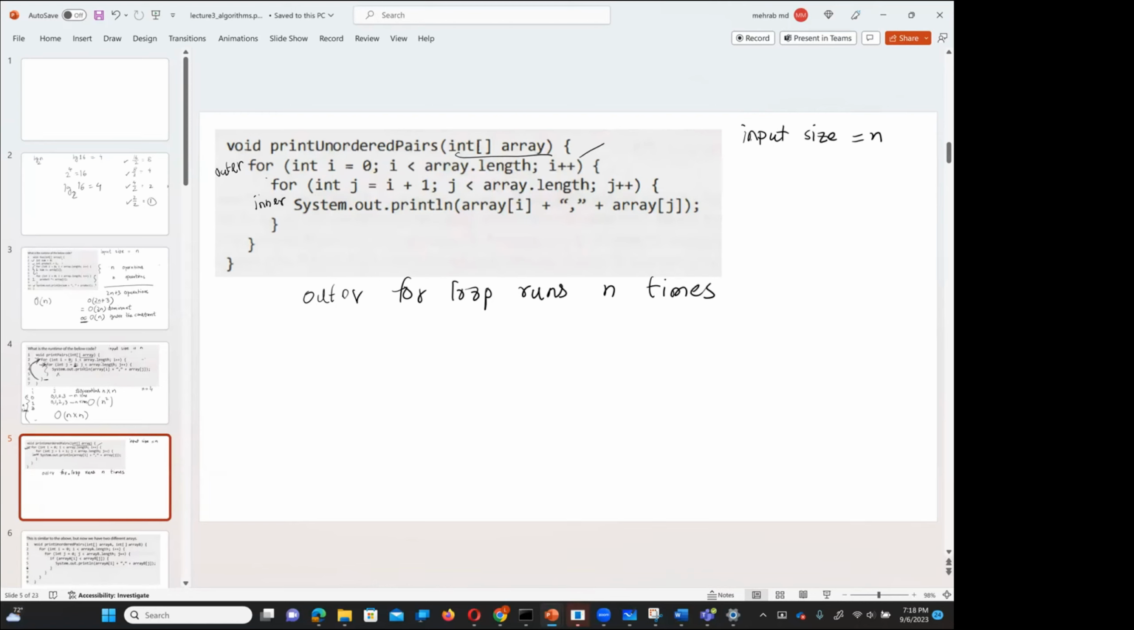For each of those, how many times will the inner for loop run? So here is the thing. You see when I is zero, let's try to write it. If I is zero, J goes from one to n minus one, right? When I is one, J goes from 2 to n minus 1. When I is 2, J goes from 3 to n minus 1.